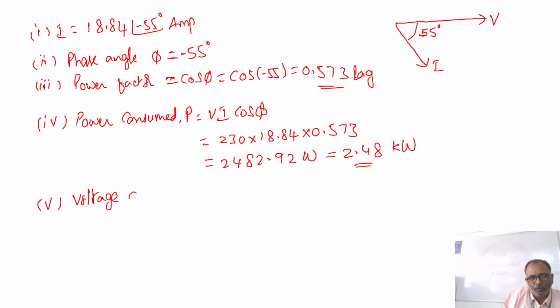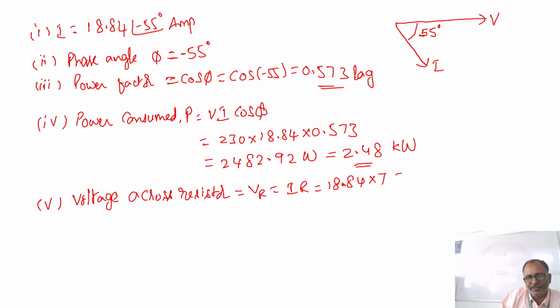Finally they ask you to find out the voltage across resistor and voltage across inductor. Voltage across resistor is given by I into R, denoted by VR. I is 18.84 into resistance 7. So 18.84 into 7 will get 131.88 volts.